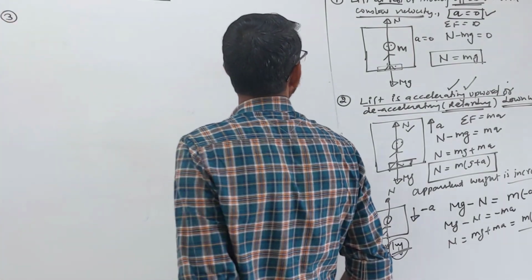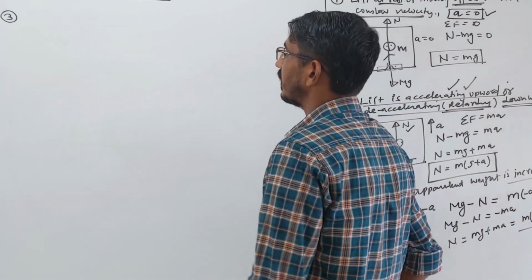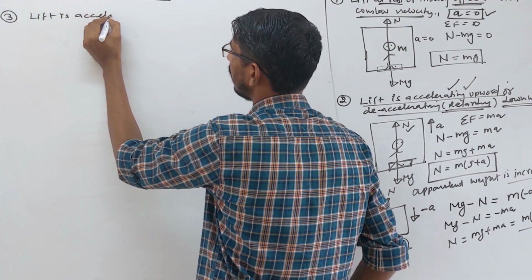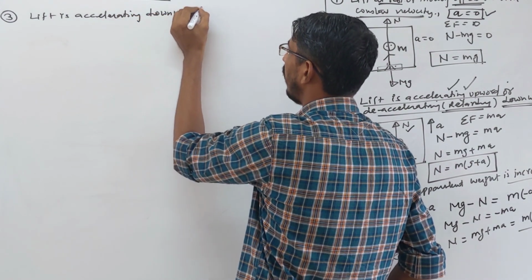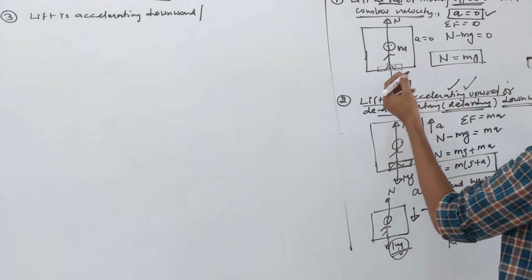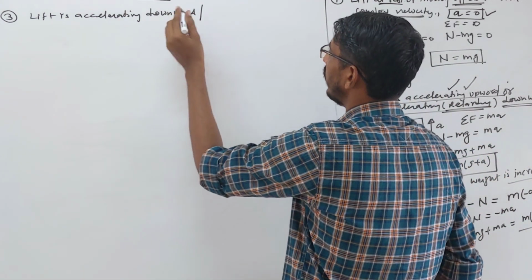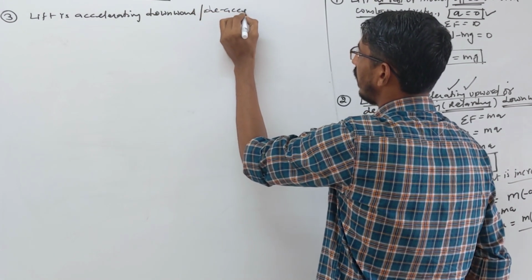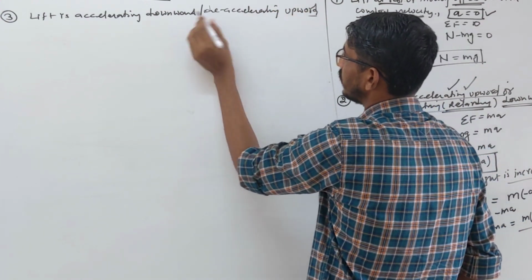Third case we are talking. Lift at rest or moving at constant speed we did, and lift accelerating upward. Now let's make the lift accelerating downward. Accelerating downward is the same as what? Decelerating upward. Like here I said accelerating upward is the same as decelerating downward, right? So accelerating downward is retarding, or decelerating, upward. Yes, in both cases we get the same answer.